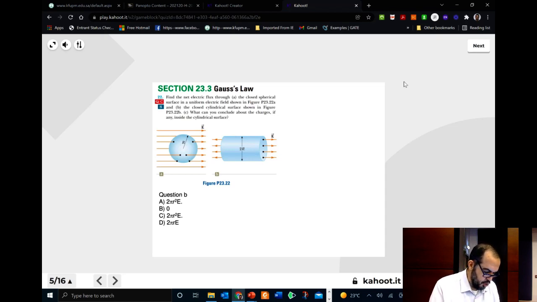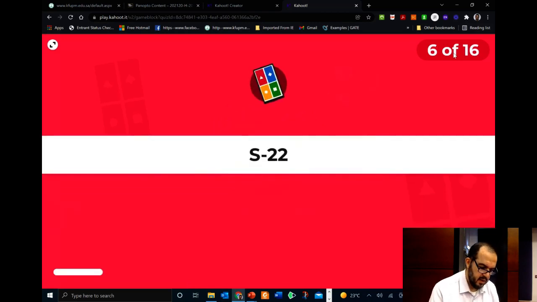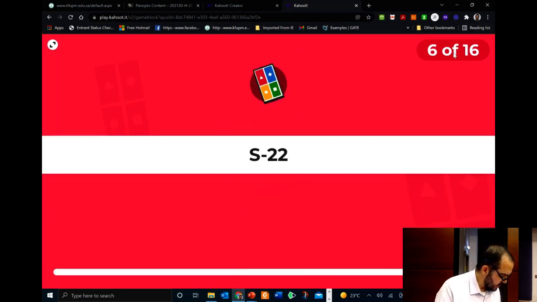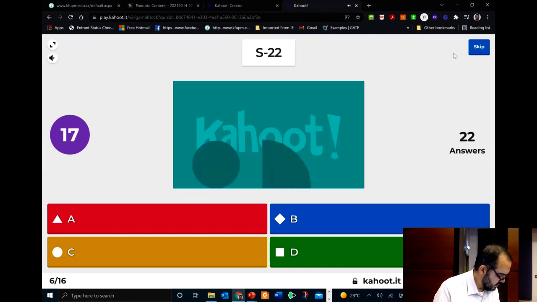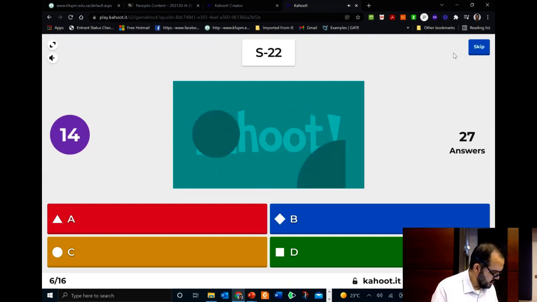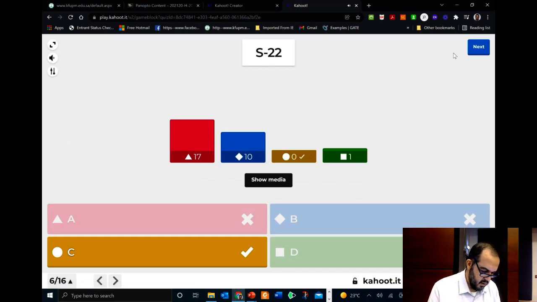Choose between A, B, C, or D, and I assume C is 3 pi r squared E, so we will see which one is correct. All right, 20 seconds to enter your answer. Sorry, I said C. I should have said A is 3 pi r squared. The correct answer is actually C. Those who said A, it's correct also, but the score will not be correct now in Kahoot.